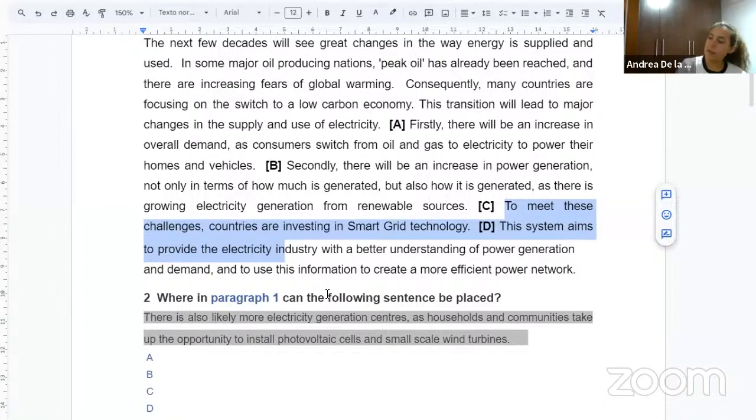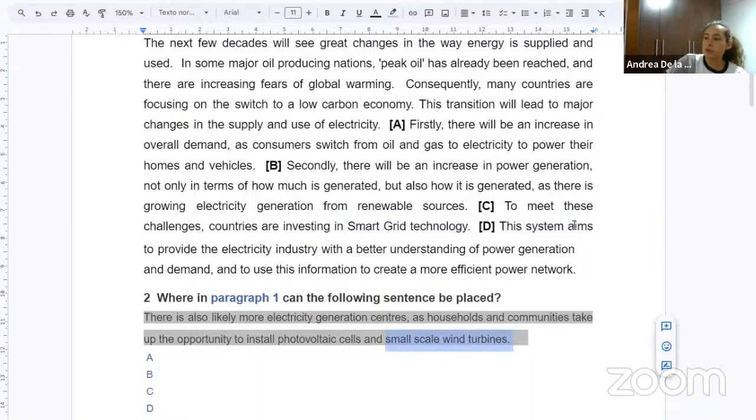Yes, exactly. Because it says this system, right? So we have to have a system before. And what system is this? It has to be a smart grid technology. We're not talking about wind turbines, right? The wind turbines are not the ones that aim to provide the electricity industry. It's the smart grid technology system that aims to provide the electricity industry with a better understanding. So yes, you're right. We can separate these two sentences.